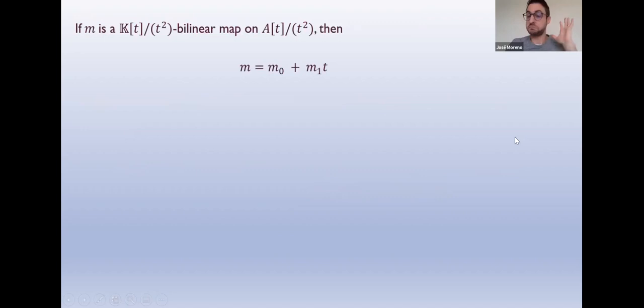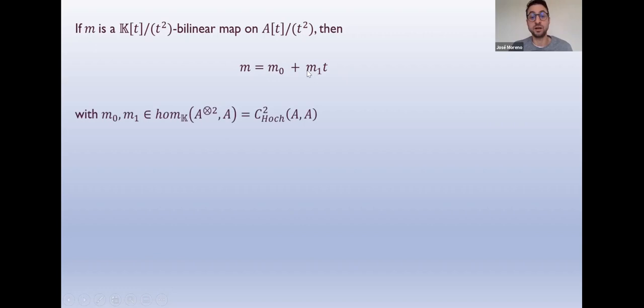Okay, so what does this have to do with the Hochschild complex? Well, the thing is that if you have a new multiplication, so let's focus on this truncated polynomial algebra, these are called the infinitesimal deformations of the multiplication of A. If we have a multiplication there that restricts to the one of A, then we can write the multiplication as the sum of two terms, one that doesn't have a term in T and the other one has a term in T. If we write it like this, then M0 and M1 naturally live in the second cochain group of the Hochschild complex.